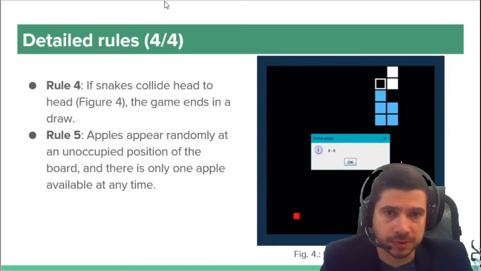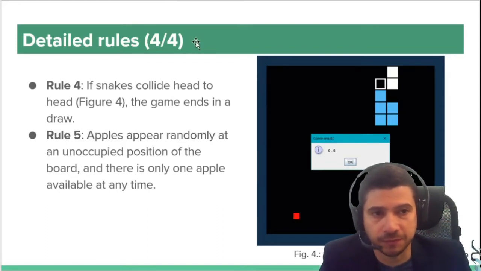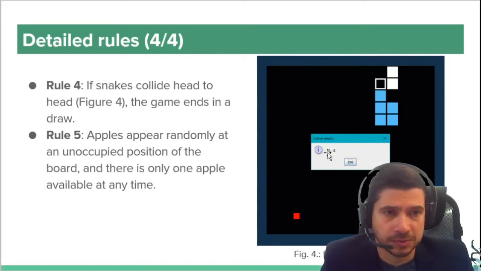And apples, since the victory condition is the snake that got more apples, provided none of them died during the 3 minutes. The apples appear randomly in an unoccupied cell in the maze.